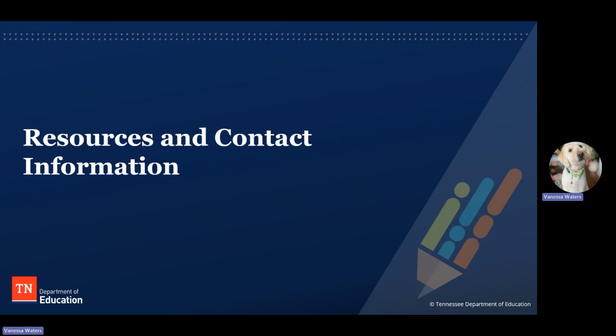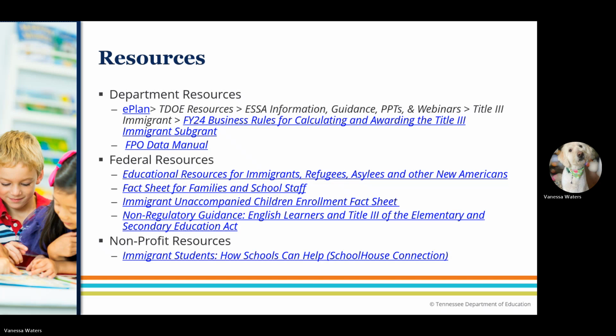So to better help you after today's session, I've provided a number of resources here. As you can see, we have, as always, the department resources, which can be found in ePlan, TDOE resources. There is no sign-in required to get to any of this information that is in TDOE resources. You can find the FY24 business rules for calculating and awarding the Title III immigrant subgrants, and you can also find the FPO data manual.